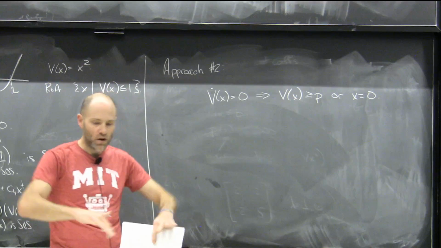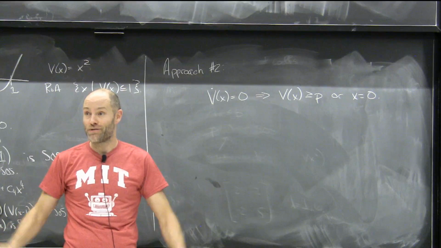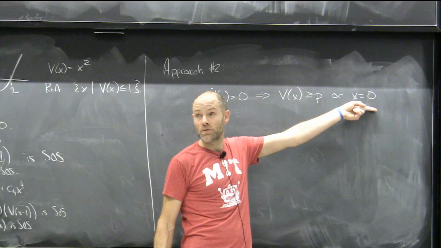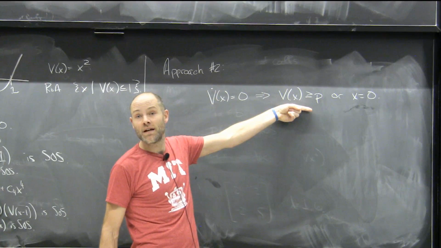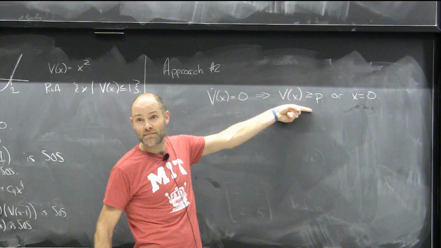Okay, if I look at all the places my function v dot hits 0, there's one place it's allowed to hit 0, that's when x equals 0. Everywhere else that it touches 0 had better be outside my region of attraction. Okay?